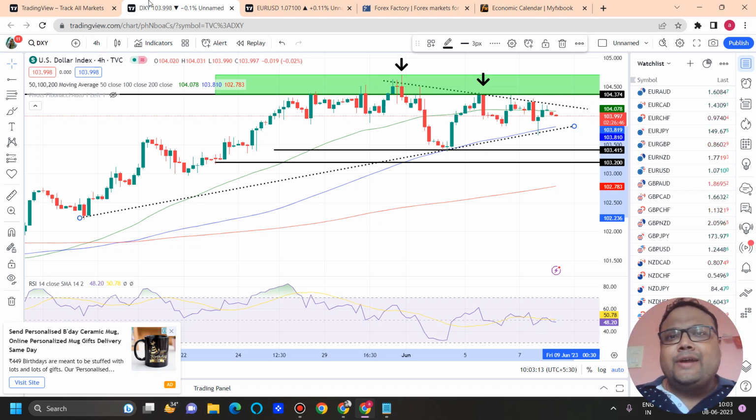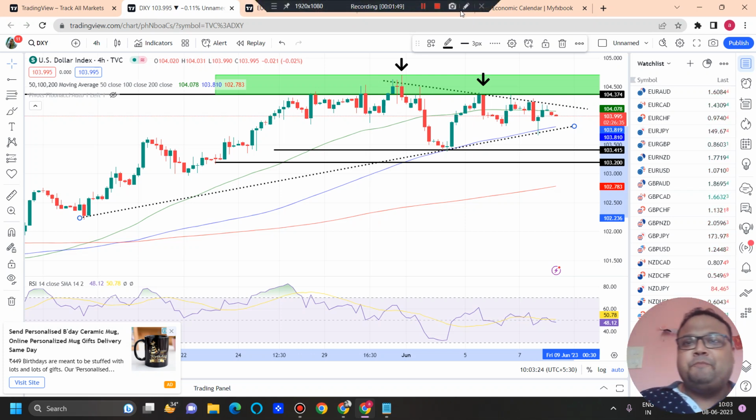For example, ascending triangle pattern is a bullish pattern. Descending triangle pattern is a bearish pattern. But symmetrical triangle pattern is a 50-50 pattern. Okay, so you need to be careful.